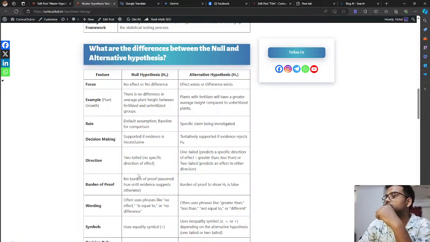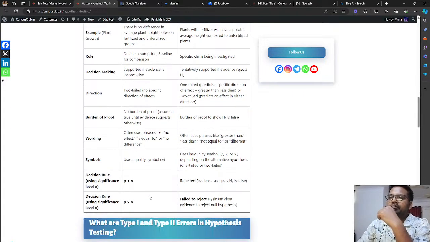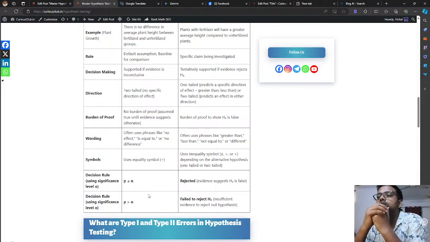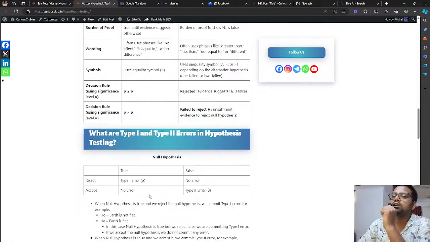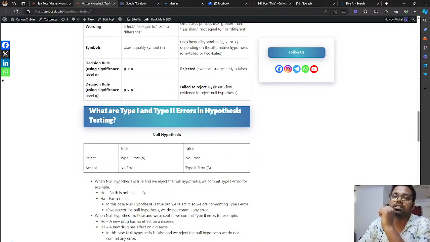You need to understand what the null and alternative hypotheses are. The null says no effect; the alternative says an effect exists, a difference is there. There are many other things: decision making, burden of proof, decision rule. The decision rule says that if the probability is less than or equal to alpha, reject the null. Here you are not getting the complete picture of what alpha and probability are. Understanding those letters, in this video or in the article, will be really good for you.